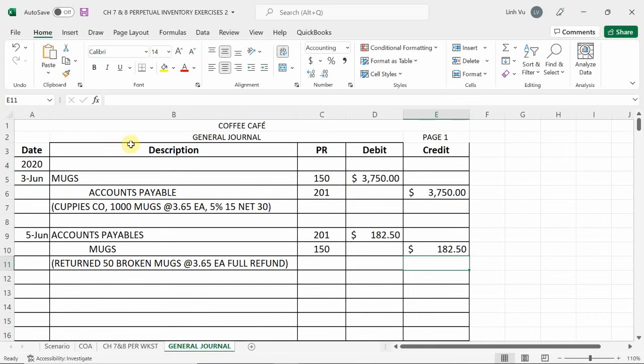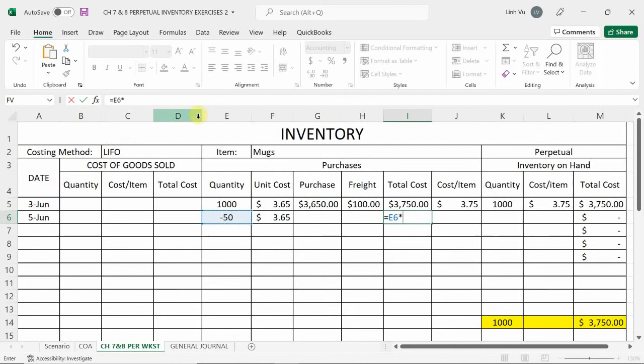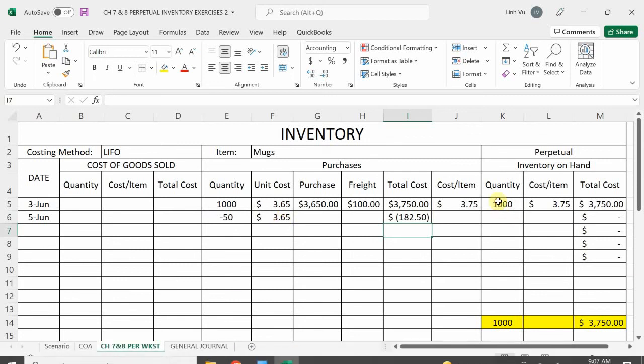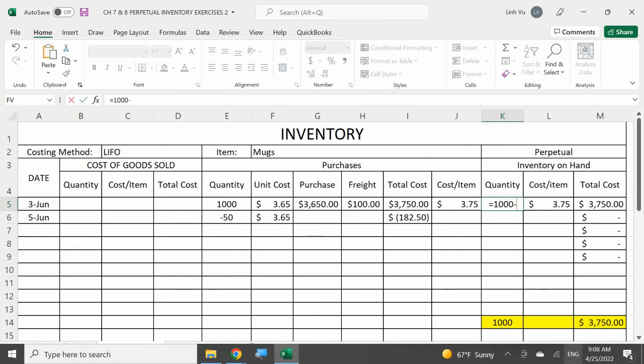So in this case, because we end up making a return, we need to go back into our inventory worksheet to adjust our total, because we end up returning 50 items, right? And it cost us $3.65 each, so it should have got me a grand total of $182.50. So let's go ahead and adjust our inventory because now my quantity has decreased, right? I no longer have 1,000 anymore. I end up returning 50 of them, so I should have 950 left, right?